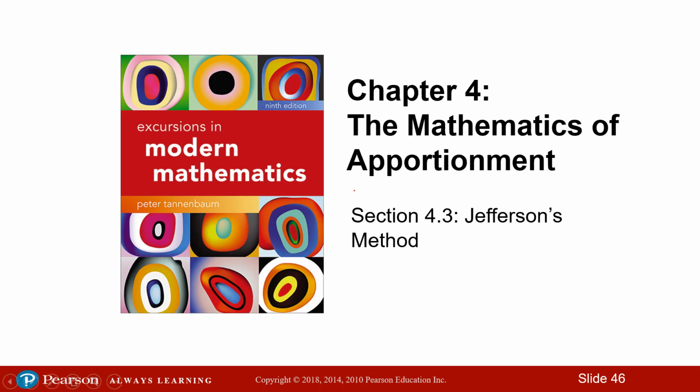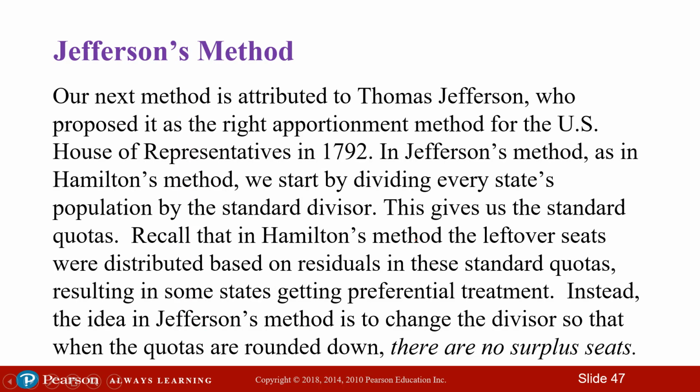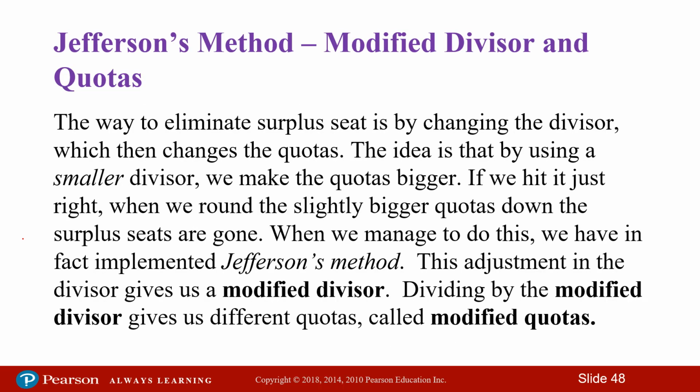But here's what we're going to do. We're going to do it a little bit different. And so he proposed it in 1792. This was the Jefferson way of doing it. So he didn't like the whole concept of surplus seats and then adding more to it here. So he said, you should be able just to divide them all out, which would make sense for everything.